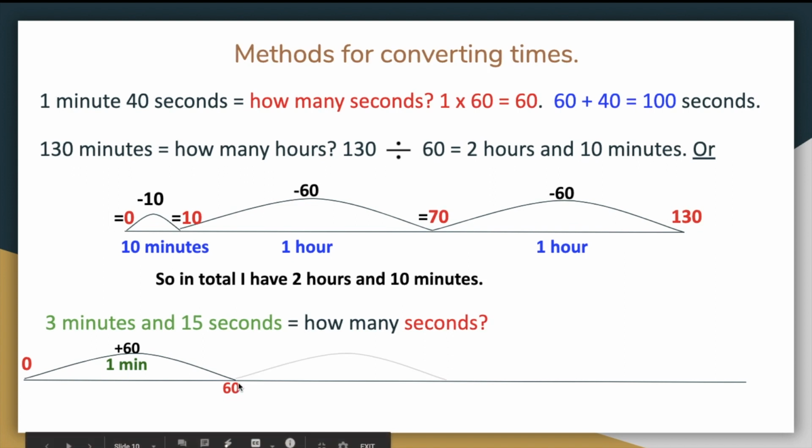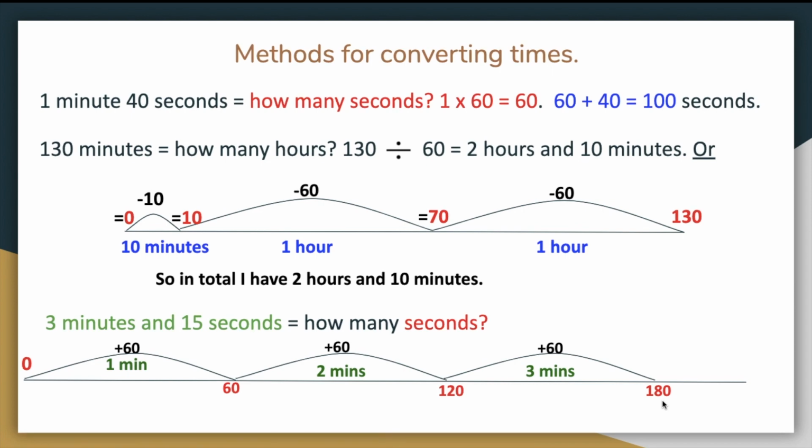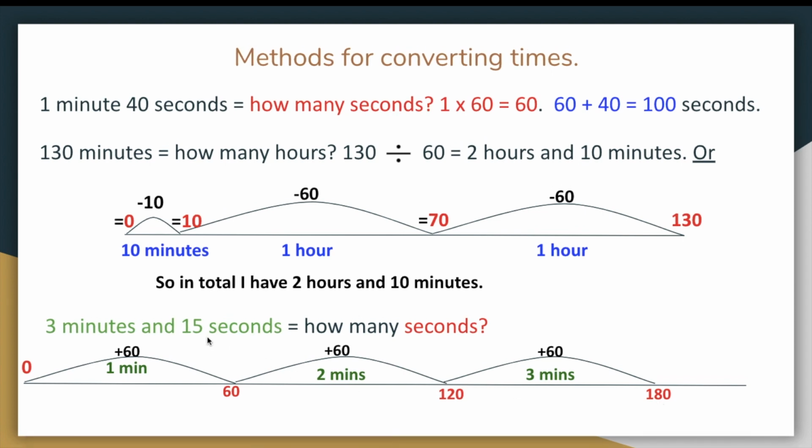I'm now going to add another minute, which is another 60 seconds. So 60 plus 60 is 120. Now I'm going to add the third minute, which is another 60 seconds, and I have to add that 60 to the 120, and that gets me to 180. So I'm up to 180 seconds so far. Now I have 15 seconds left to add. So I need to do 180 plus 15 equals 195 seconds.